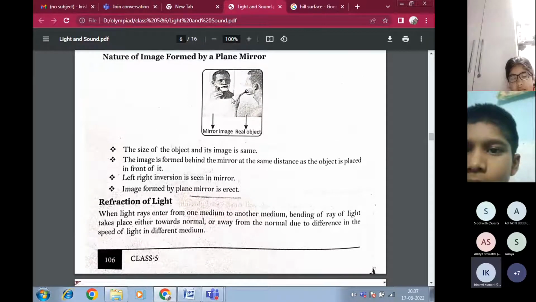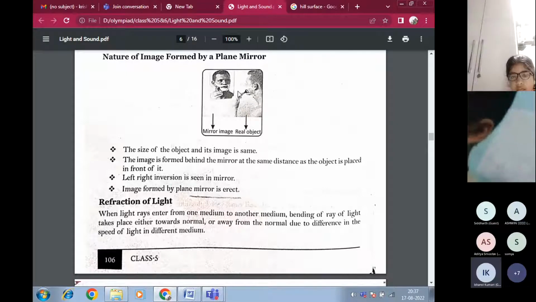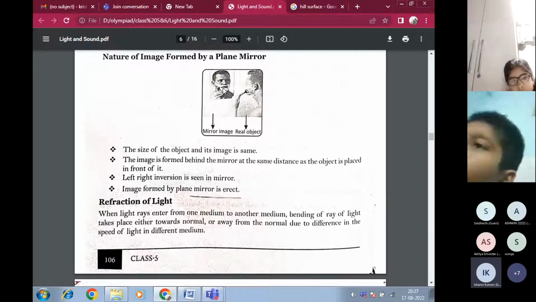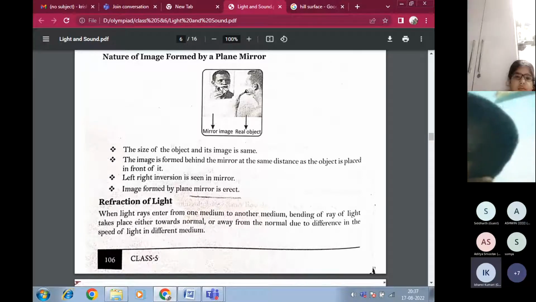Then the image formed by the plane mirror will be erect. Erect means straight, it will not be inverted. It will be a straight image. That is the erect image, not the inverted one. Inverted means you look upside down in the plane mirror, but it's not like that. In the plane mirror you look straight, which means it is erect.